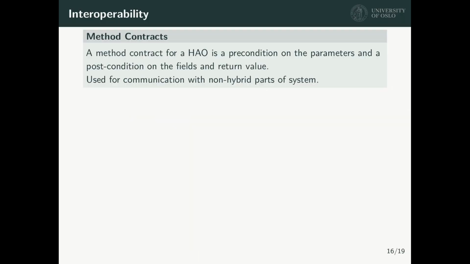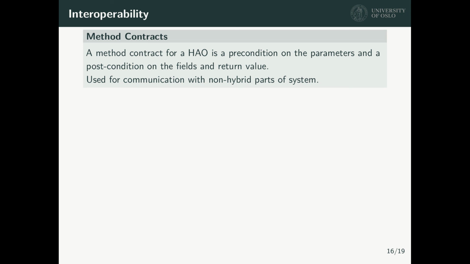Okay, I want to quickly go over a few other details that you can find in full explanation in the paper before we come to the conclusion. So first of all, we can easily add method contracts. The method contract is a precondition on the pass parameters and a postcondition on the fields. And we can use method contracts to verify the communication with non-hybrid parts of the system.